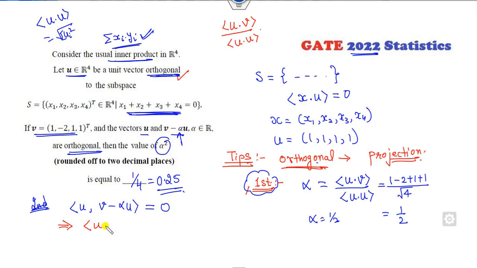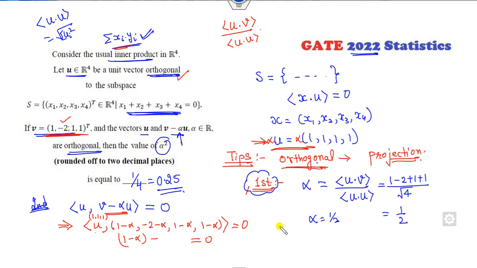How you can open that? You can see u, what is the v minus alpha u? V is my here, u is my this, so this element will be v minus alpha u. So 1 minus alpha, minus 2 minus alpha, 1 minus alpha, 1 minus alpha. So I can multiply u by alpha and subtract from v. Now what is the u? It is 1, 1, 1, 1. So what is the dot product of this? By using the standard inner product, you can find alpha from here, which comes to be again 1 by 2.